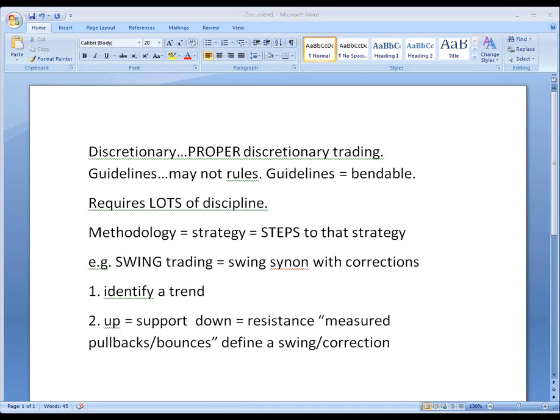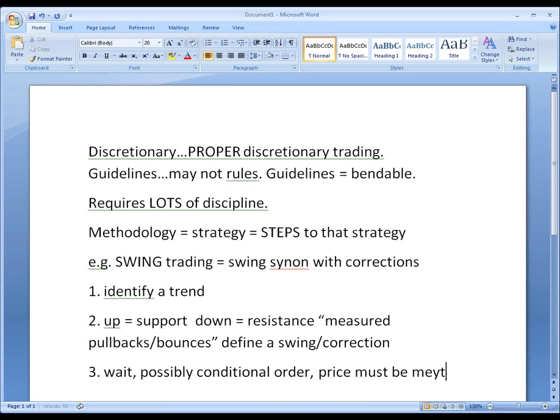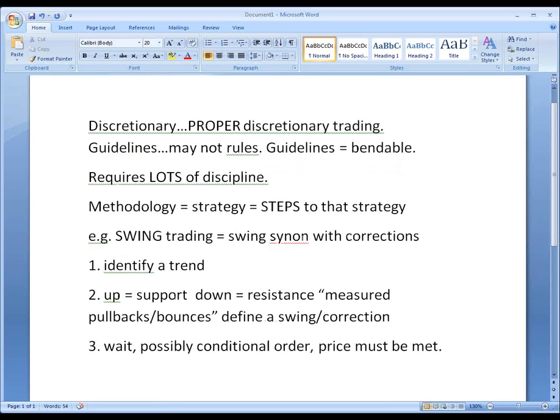So then, once I've done that, I need to do what? I need to wait. I could possibly put in a conditional order for that buy or sell at the price level I feel that the uptrend will exhaust when it's pulling back, or the downtrend will exhaust when it's bouncing. So I could possibly put in a conditional order, but I have to wait for my price to be met. And again, that requires what? This waiting process. Of course, discipline, right?